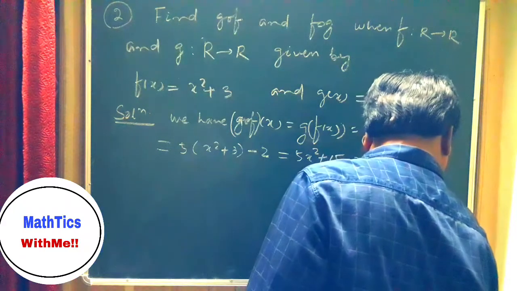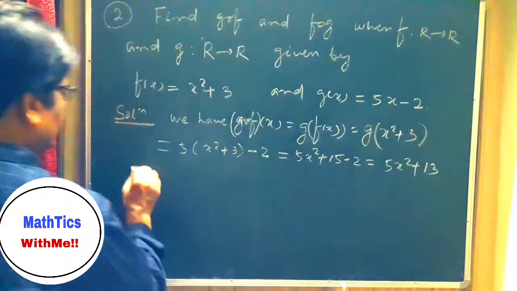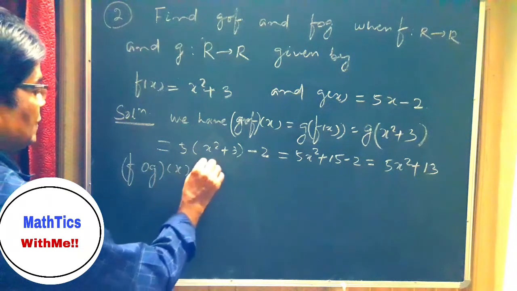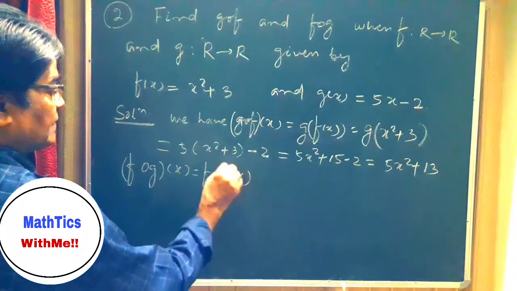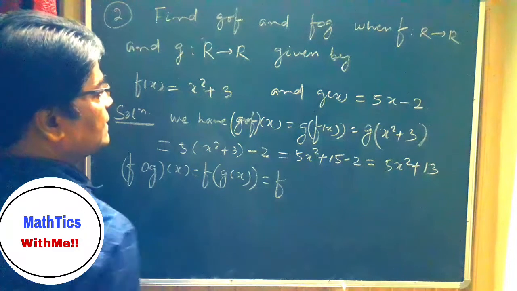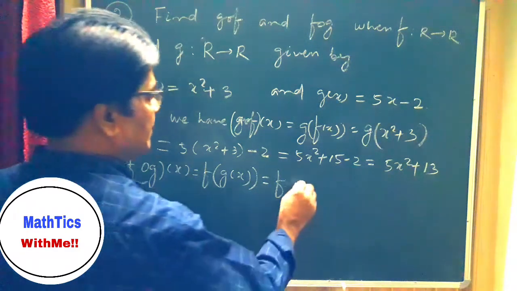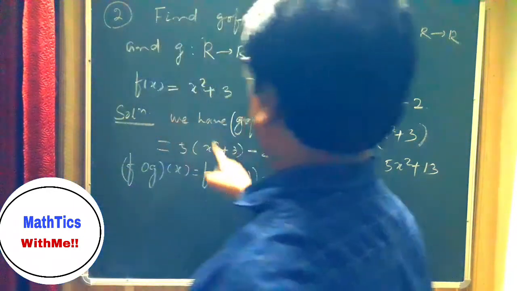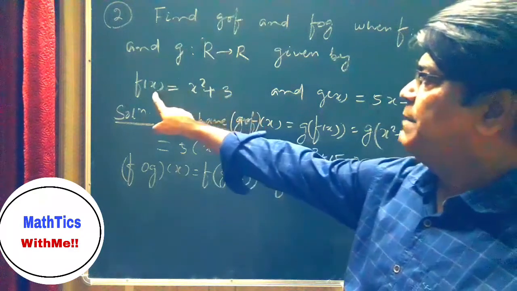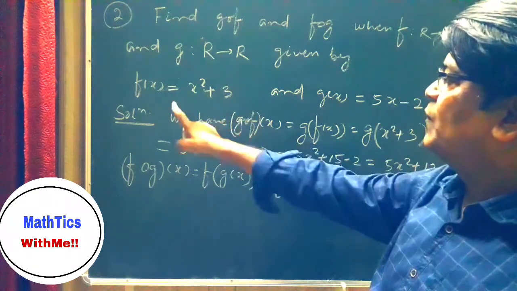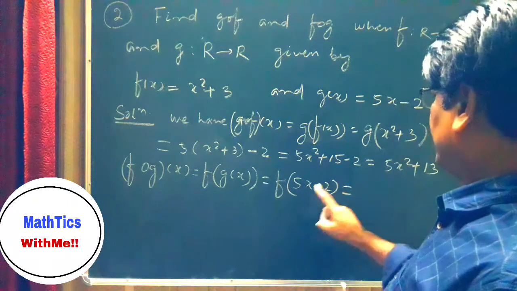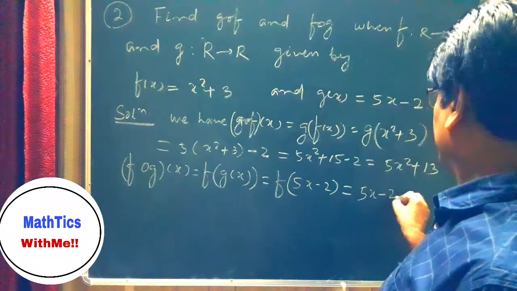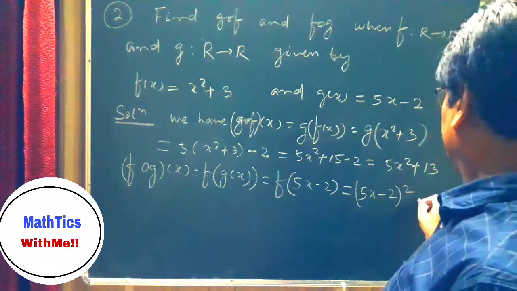Then we proceed to find the composition function f of g of x, which is equal to f(g(x)). What is g(x)? g(x) is here 5x − 2, we can write. Now f(x) is equal to x² + 3. f(t) will be t² + 3, f(y) will be y² + 3. So f(5x − 2) will be (5x − 2)² + 3.